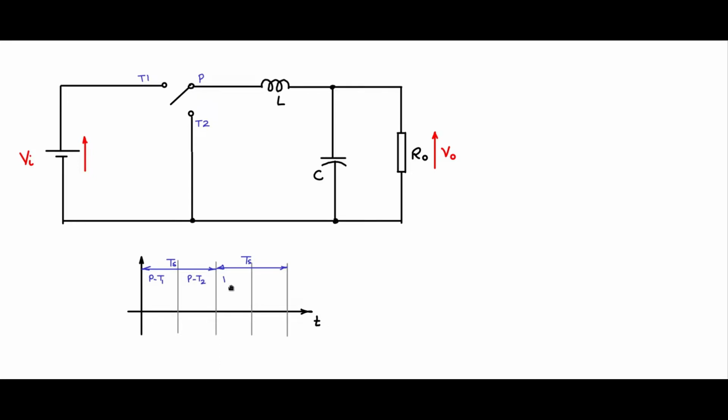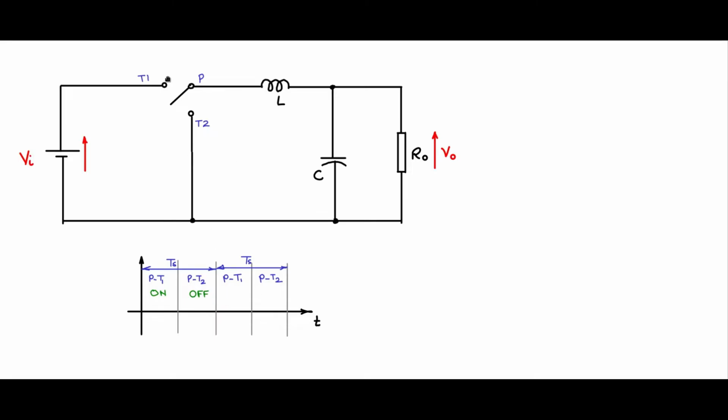Likewise, in the next switching cycle, the pole is connected to T1 during this period, and during this period the pole is connected to T2. So let us say when the pole is connected to T1, we will call that the on time. When the pole is connected to T2, T1 is off. So I will call that the off time.